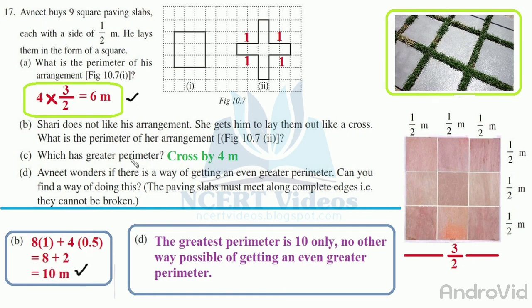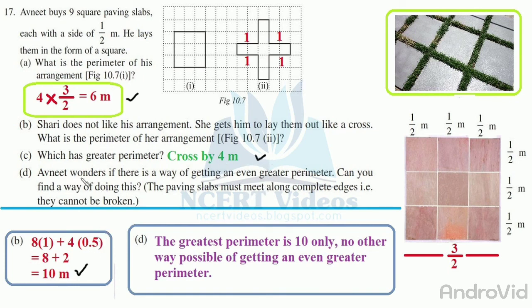So you can clearly see which has greater perimeter. Shari's arrangement has greater perimeter. Or you can also say the cross figure by 4 meter. 4 meter is the difference.